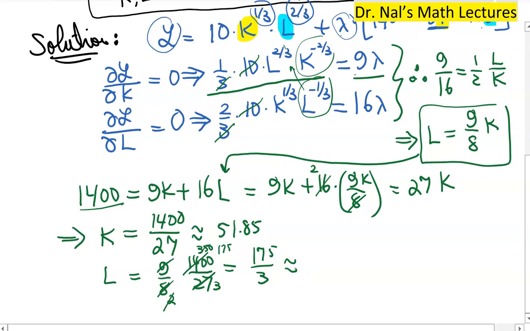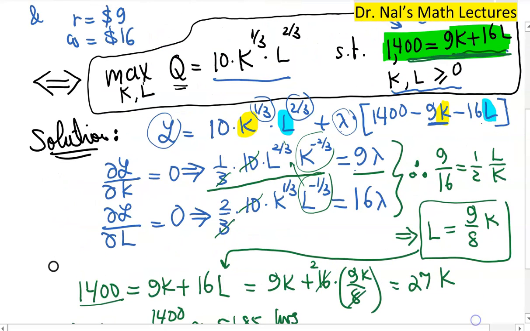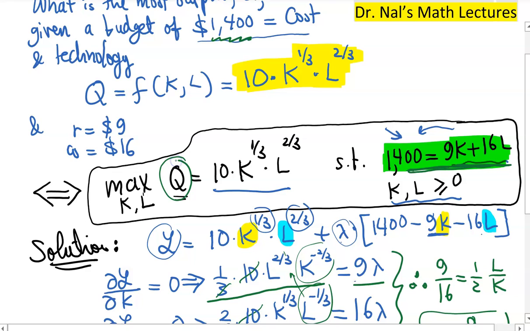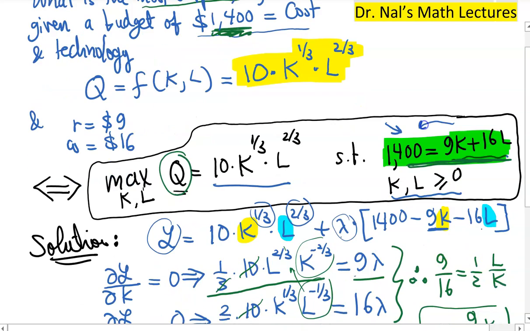Which is roughly equal to, let me check, 175 divided by 3, 58.33. 58.33 units of labor, hours maybe, right? Hours. Let me just make sure my calculations are correct. 9 times, I don't want to make a silly mistake, divided by 8 and a further divided by 27. Yes, 58.33. And now that I know my capital amount and my labor amount, now we can find the optimal production, because that was the question, right? The question was to find the optimal output. What is the most output that we can produce given a certain budget that we have, $1,400 budget?